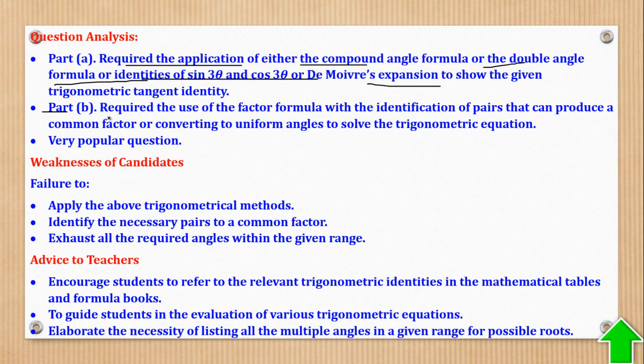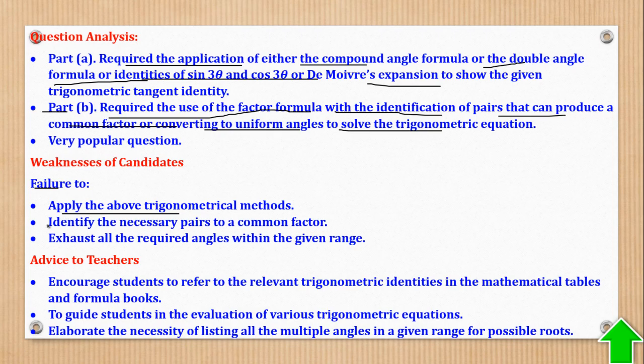Then part B required the use of the factor formula with the identification of pairs that can produce a common factor, or converting to uniform angles to solve the quadratic equation. Weakness was failure to apply the above trigonometrical methods.